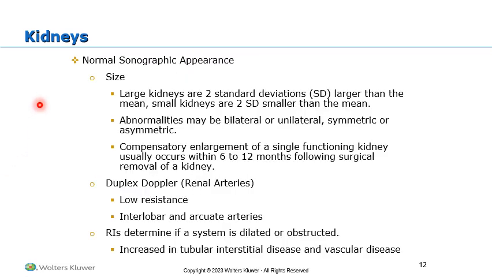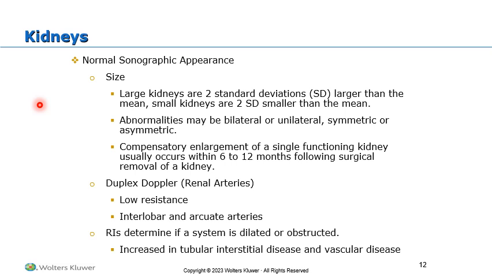Okay, now if we look more at the size, a large kidney is 2 standard deviations larger than the mean. Small kidneys are 2 standard deviations smaller than the mean. So if we go to our chart and take our measurement with us, there's usually going to be a wide range of what's considered normal. You have to be all the way 2 standard deviations outside of that range for it to be considered either hypoplastic or hyperplastic.